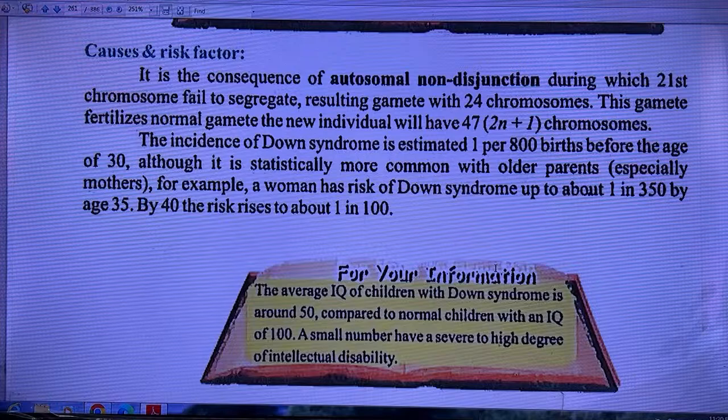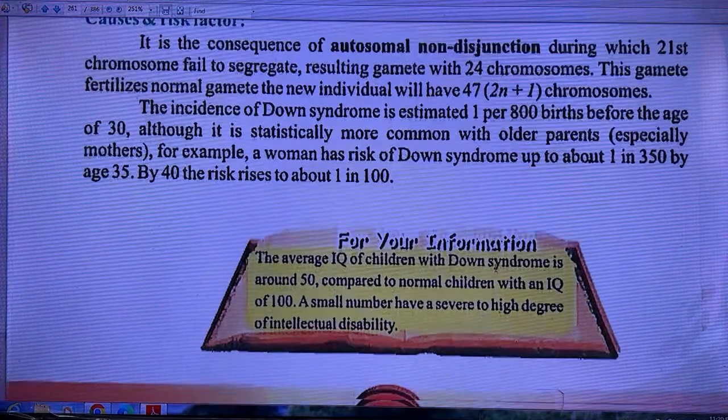The incidence of Down syndrome is estimated at 1 in 800 births before the age of 30, although it is statistically more common with older parents, especially mothers. For example, a woman has a risk of Down syndrome of up to about 1 in 350 by age 35. By 40, the risk rises to about 1 in 100.